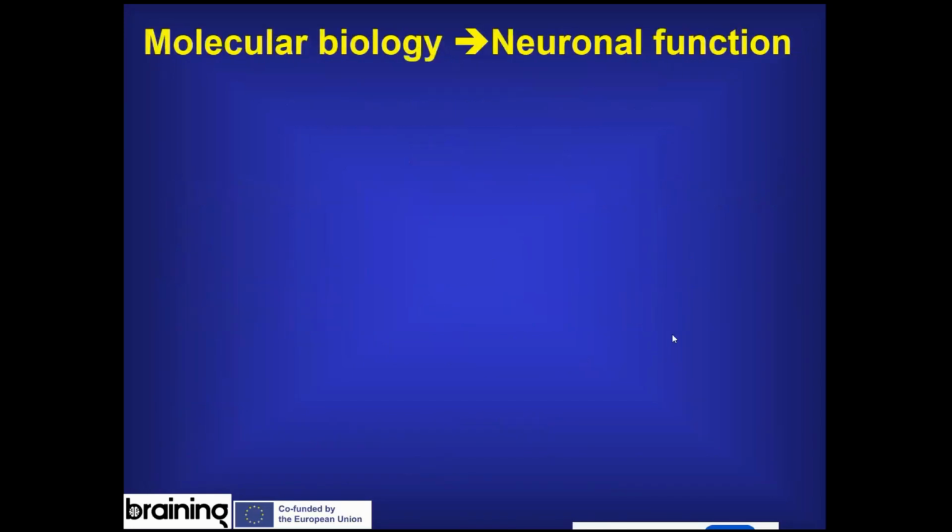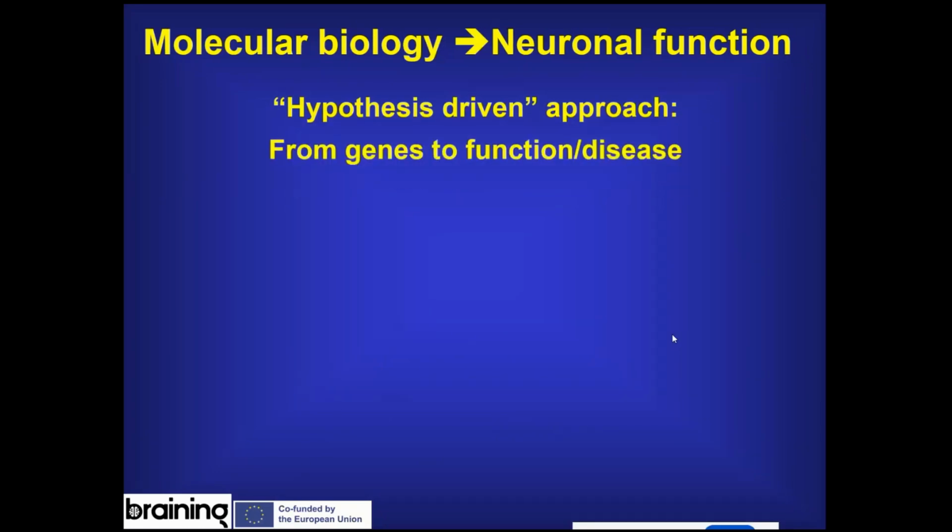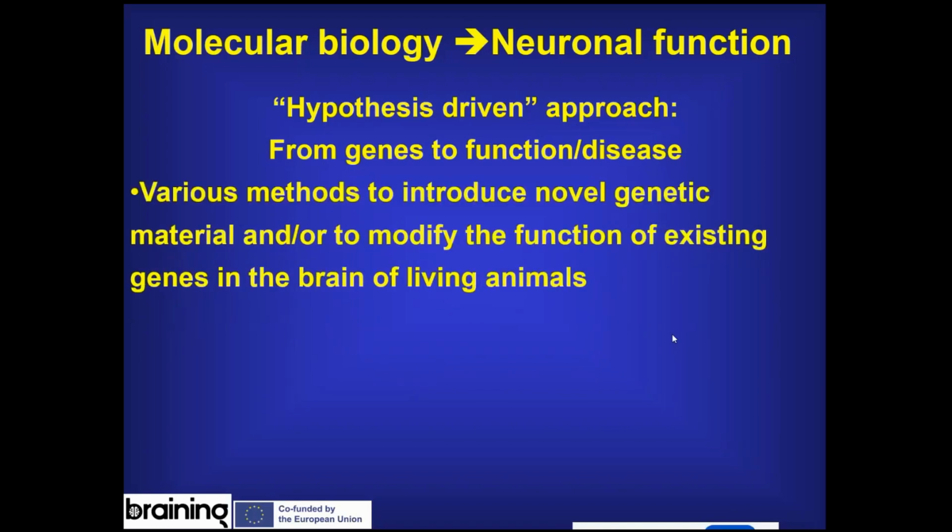The other approach, from molecular biology to the neural function, is what we call the hypothesis-driven approach. So we go from a gene to its function or its malfunction when it is missing or tampered with. And there are various methods to introduce novel genetic material and/or to modify the function of existing genes in the brain of living animals. And this is what I will talk about today.